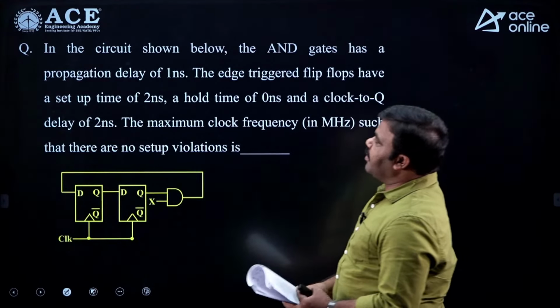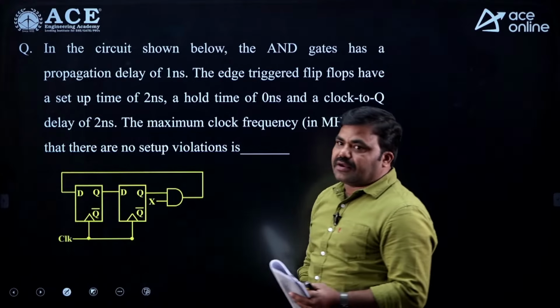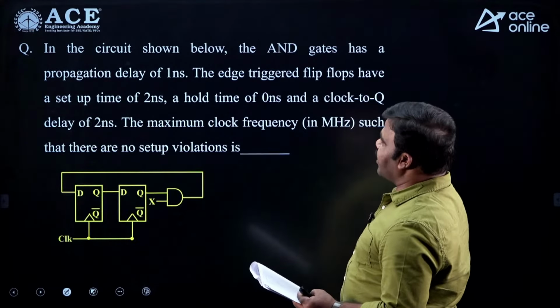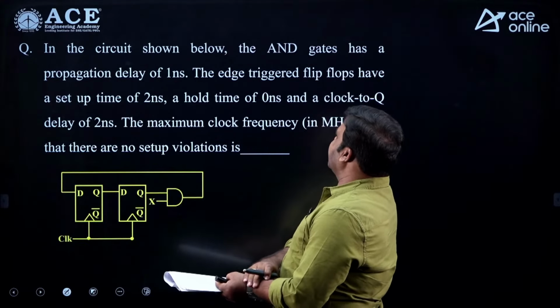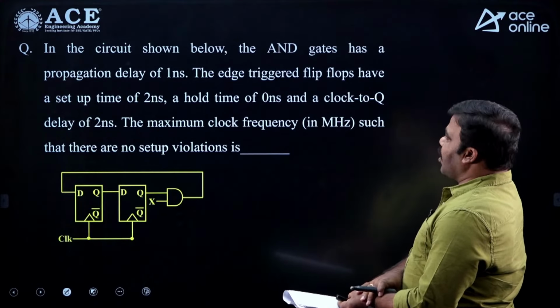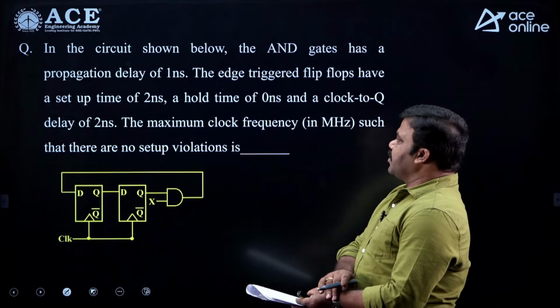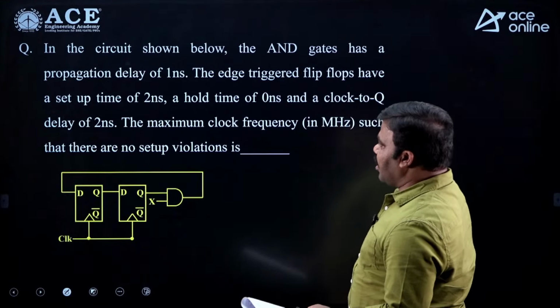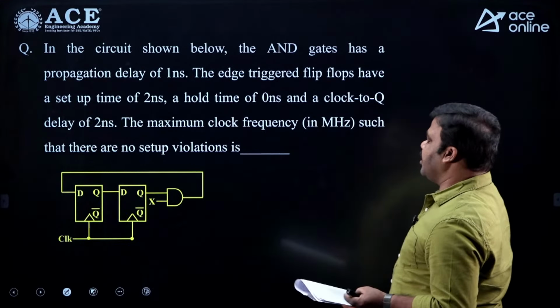Right. See another question based on maximum clock frequency. In the circuit shown below, the AND gate has a propagation delay of 1 nanosecond. The edge triggered flip flops have a setup time of 2 nanoseconds, hold time of 0, and clock to Q delay of 2 nanoseconds. The maximum clock frequency in megahertz such that there are no setup violations.